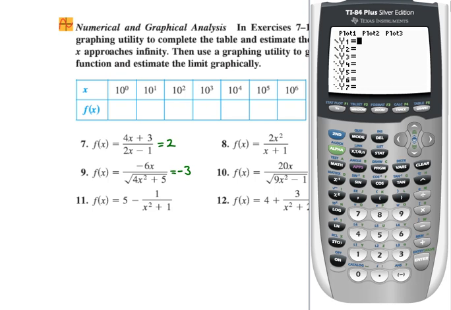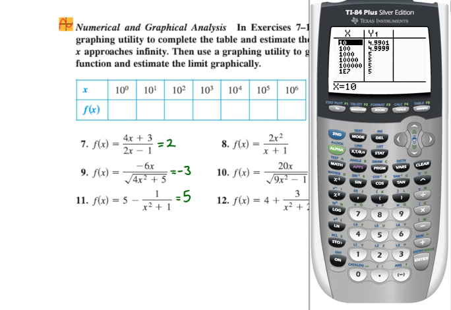Number 11. We'll put in the function 5 minus 1 divided by, and we'll definitely want parentheses around x squared plus 1. And we'll go in and take a look at our function. Again, the x values are already in there. We can see that this is approaching a limit of 5. How might we explain that? Well, because in the fractional part, the denominator has a larger degree than the numerator. As x goes to infinity, that's basically going to become 0, and 5 minus 0 is just 5.